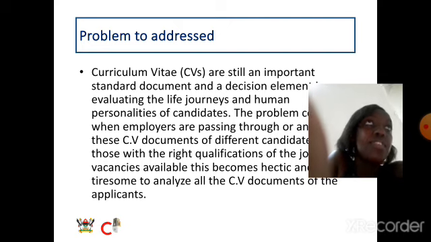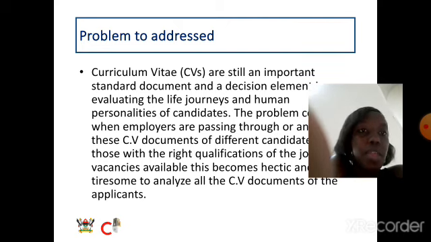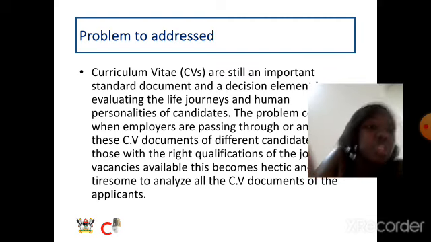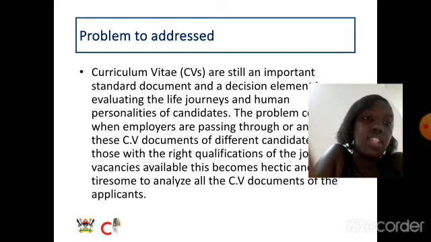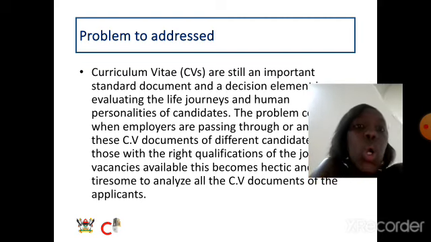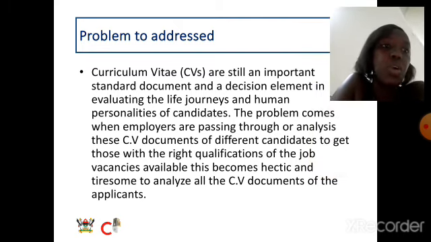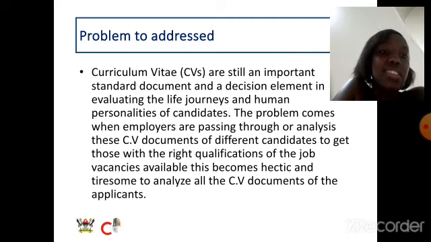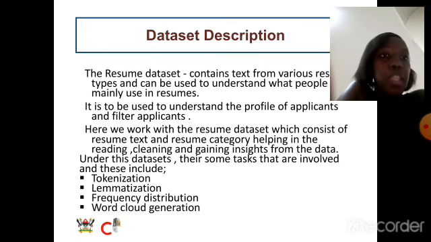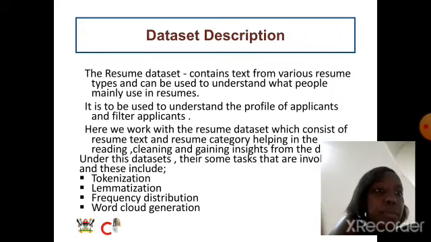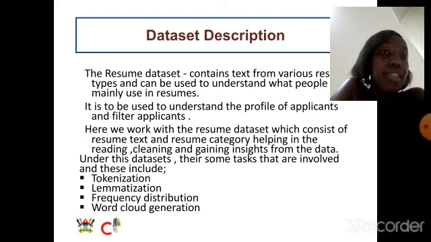In my previous presentations, I talked about the problem I'm trying to address: the CVs, the documents, and reducing the hectic work that employers face with reading resumes, or what you know as CVs. It's hectic reading them thoroughly. I also talked about the data set I'm going to be using.